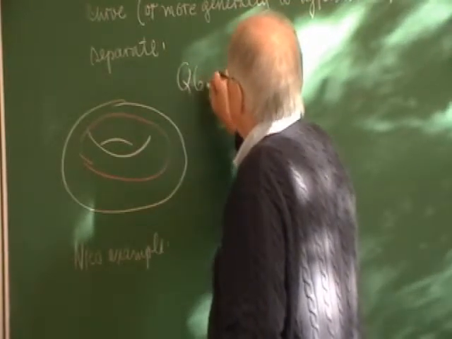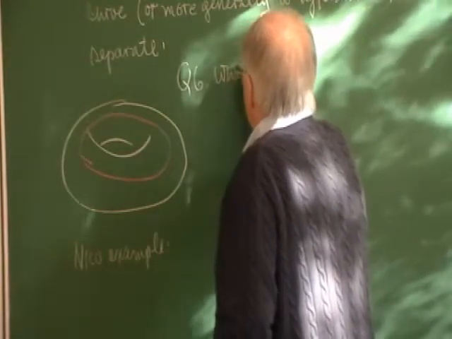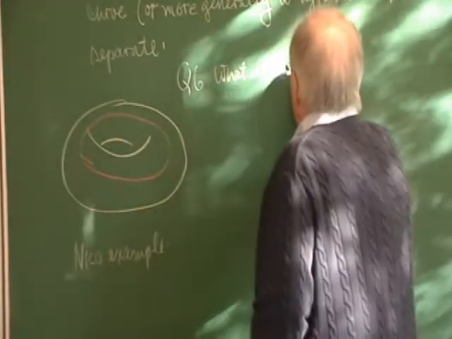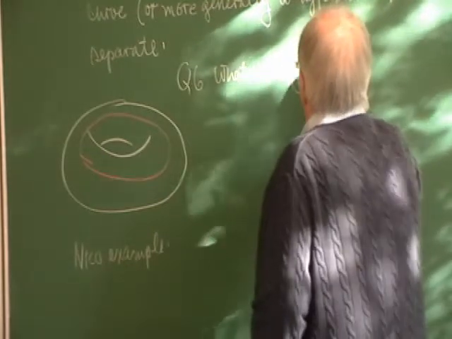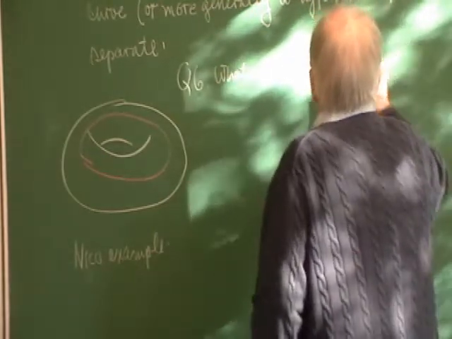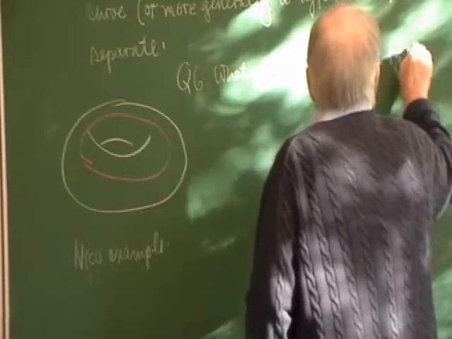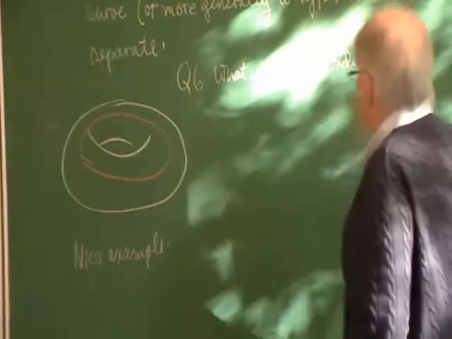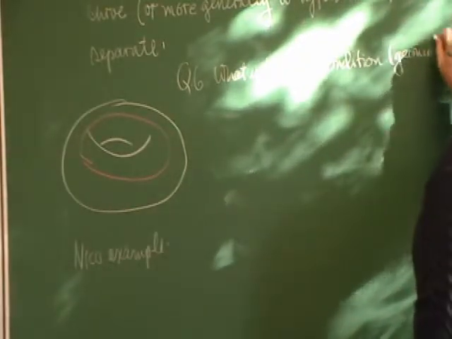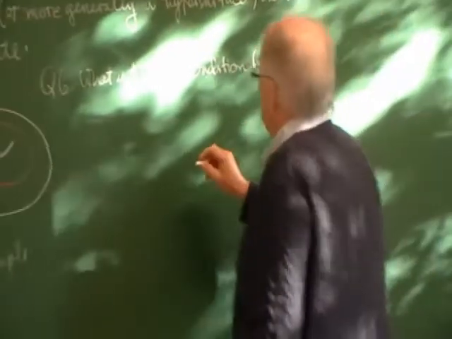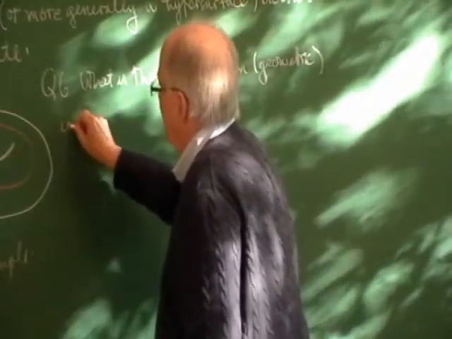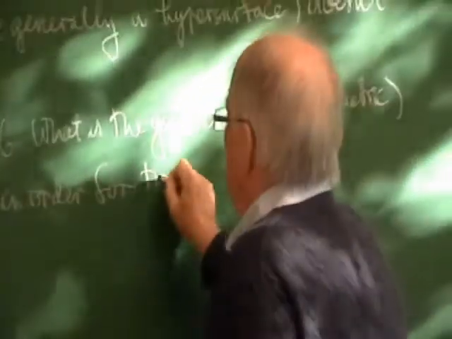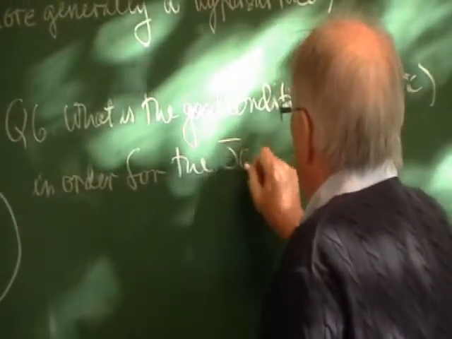Question 6, what is the good condition? Let's say geometric condition. So he was forced to have a geometric condition here. So what is the good geometric condition in order for the Jordan theorem to be true?